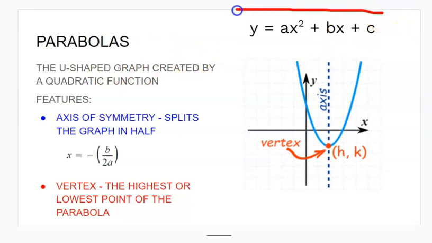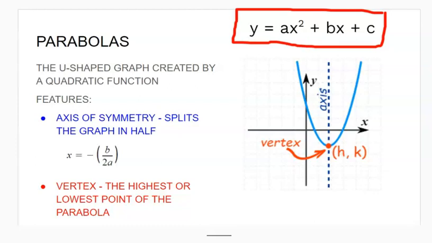New piece of information is right here. This is what we call standard form of a quadratic function. So y equals ax squared plus bx plus c. We've worked with this form before with polynomials and factoring polynomials. So we are reusing this form when we are doing quadratic functions.